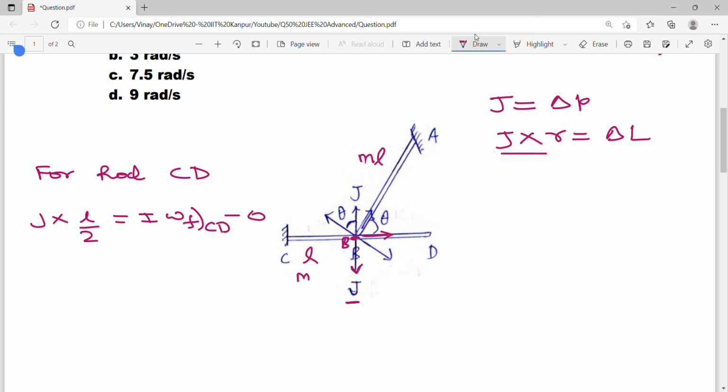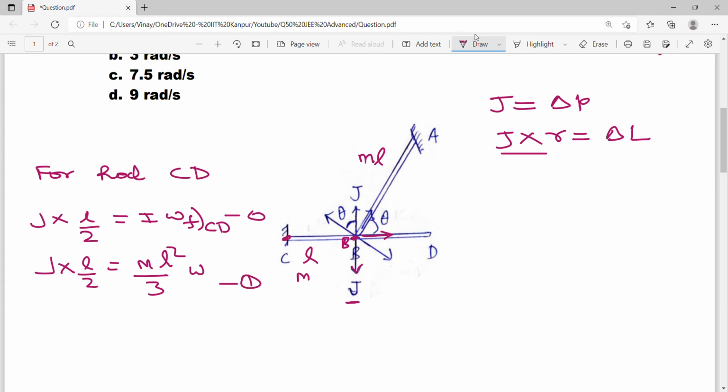So from here what do you get? J into L by 2 is equal to I. I is mL square by 3. Let me write a little clearly so that you won't have a problem. So mL square by 3. The moment of inertia is going to be taken from one end. You cannot take it from the center of mass because the rod is rotating about this fixed point. So mL square by 3 into omega final. Let me call it omega, just for simplicity in writing. So let's call it equation 1.